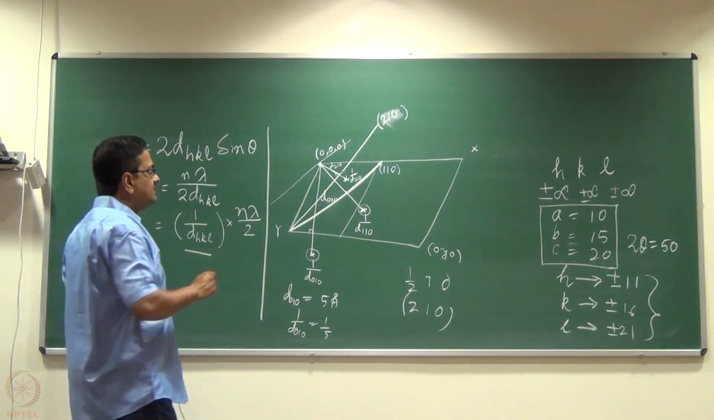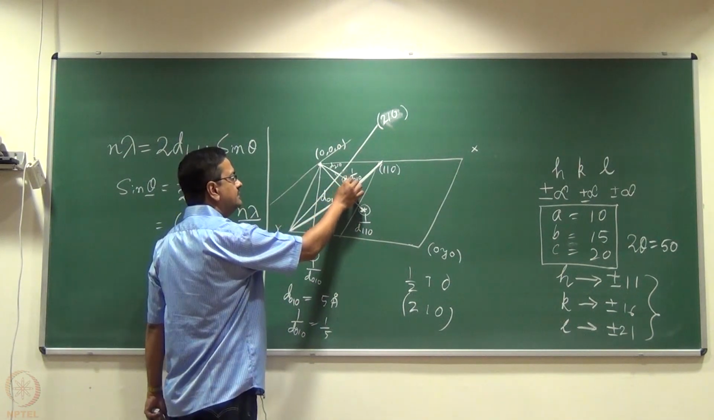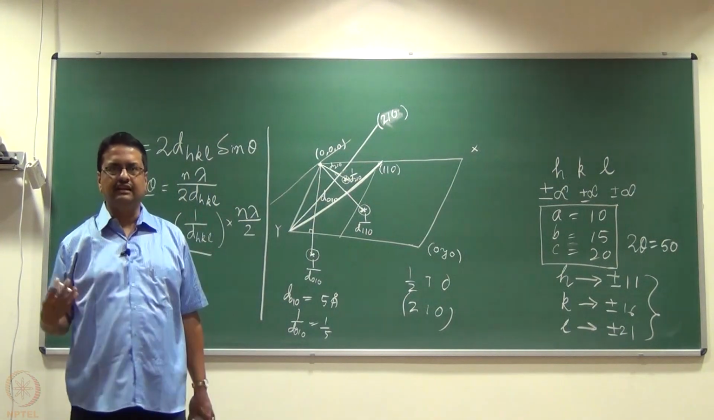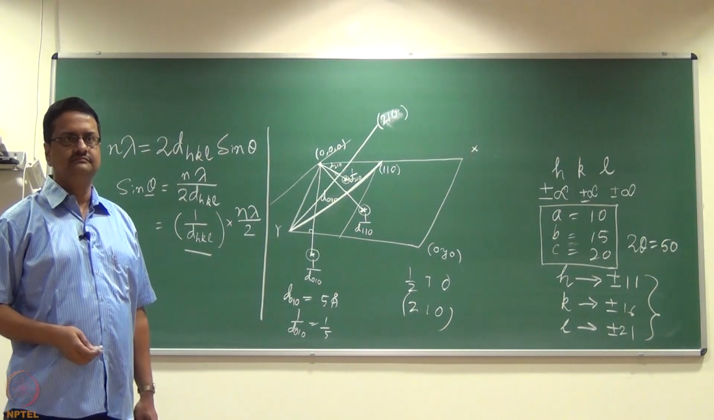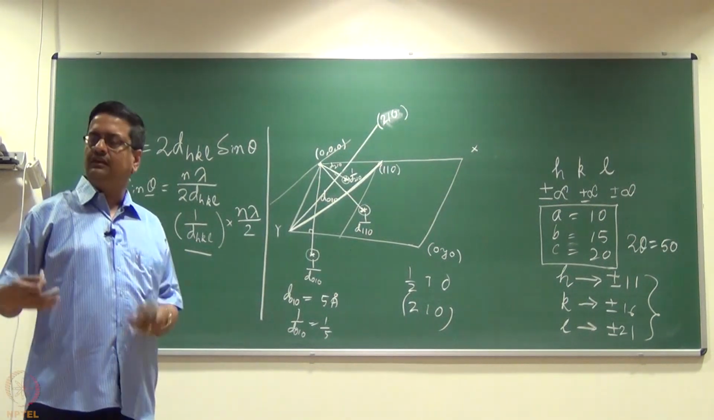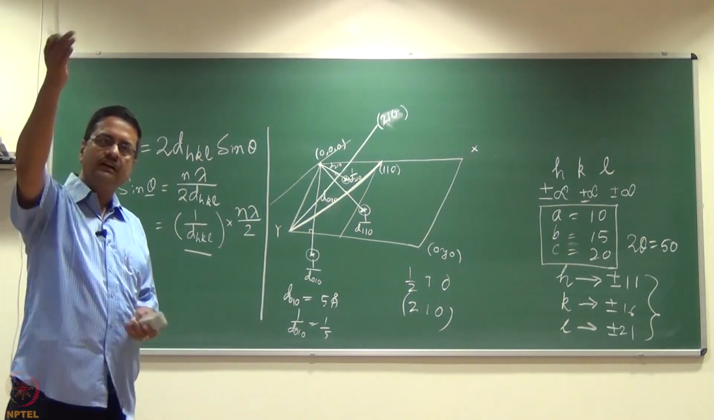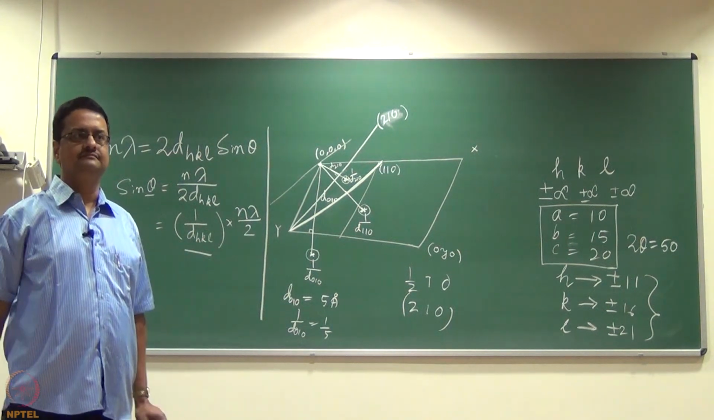So now you see each and every plane in the unit cell is getting converted to a point. Where is the point located? At 1 by dhk distance.